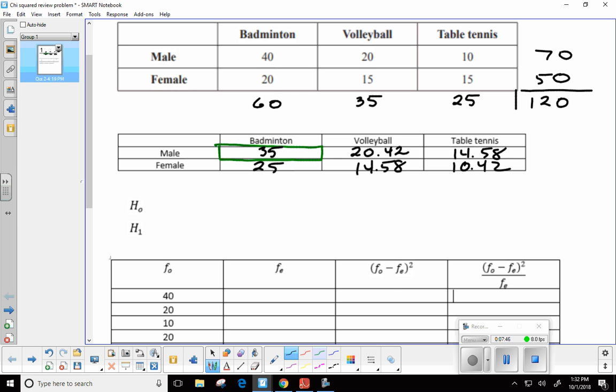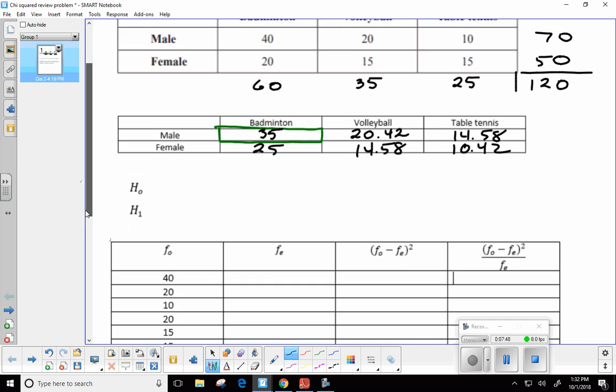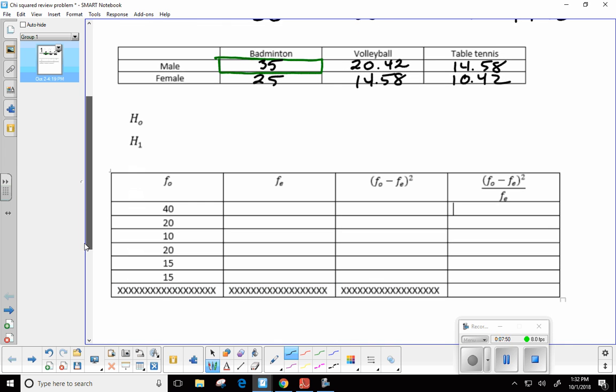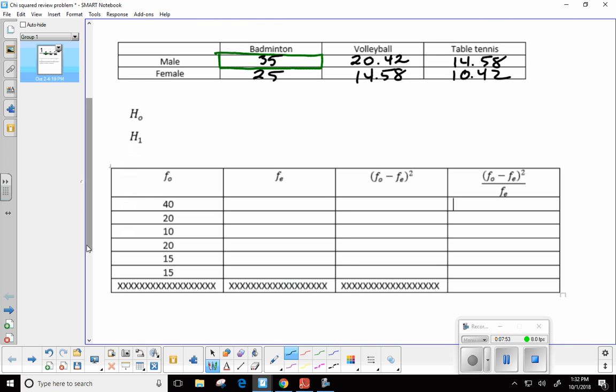Let's go ahead and fill in this table here. So we've already got the 40, 20, 10, those numbers. So we're going to go in order. So the expected frequency for 40 came out to 35. And then we got 20.42, 14.58. Remember, the cells have to correspond. So for 25, that should go with the 20 that we had right there. Then 14.58, and we'll finish up 10.42. Okay.